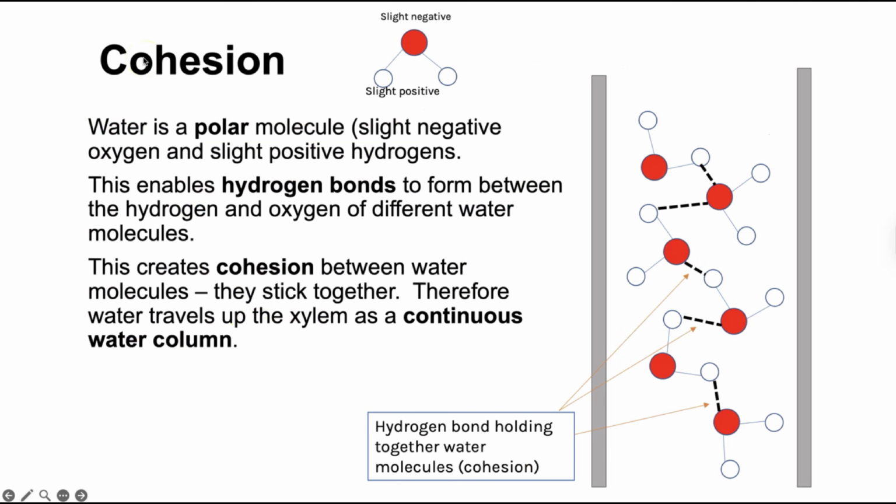Now this links back to module 1 with the properties of water. Water is a polar molecule, meaning it's got a slight negative charge on the oxygen atom, slight positive charge on the 2 hydrogen atoms. And for that reason, hydrogen bonds can form between the oxygen and hydrogen of different water molecules. That is cohesion, those hydrogen bonds between water molecules sticking the water together. And that means that water can move up the xylem as a continuous column of water.